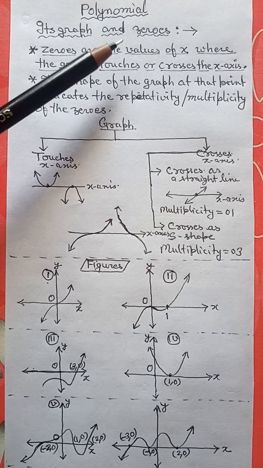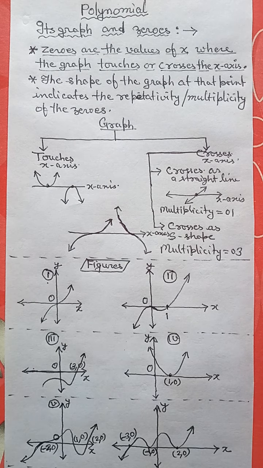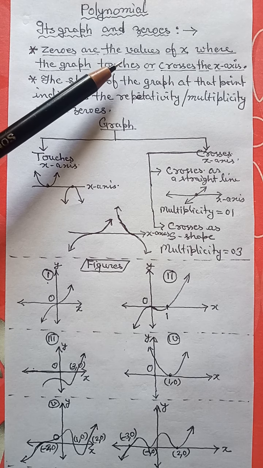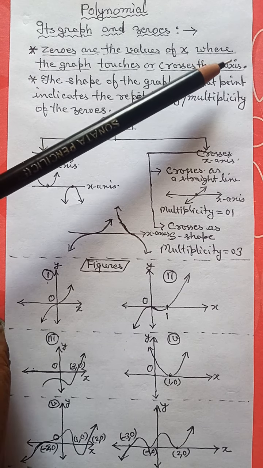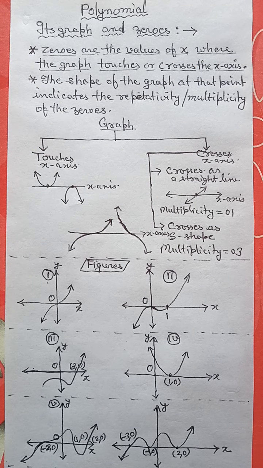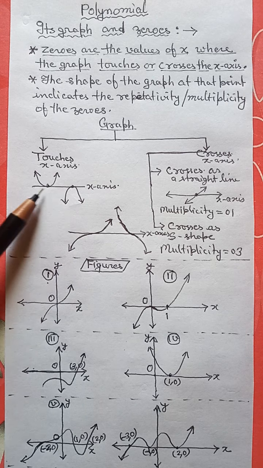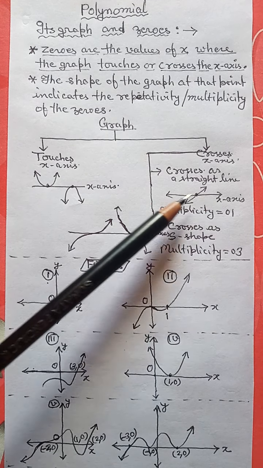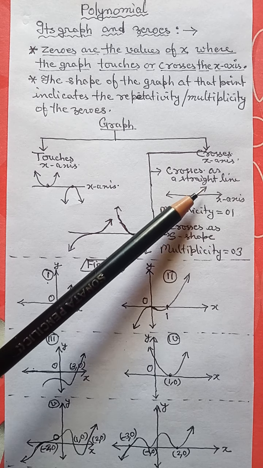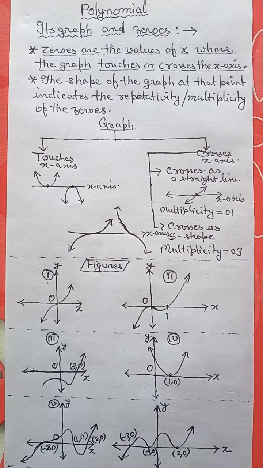Zeros are the values of x where the graph touches or crosses the x-axis. Here it is the x-axis, the graph is touching the x-axis. Here this line is the x-axis and the graph is crossing the x-axis.